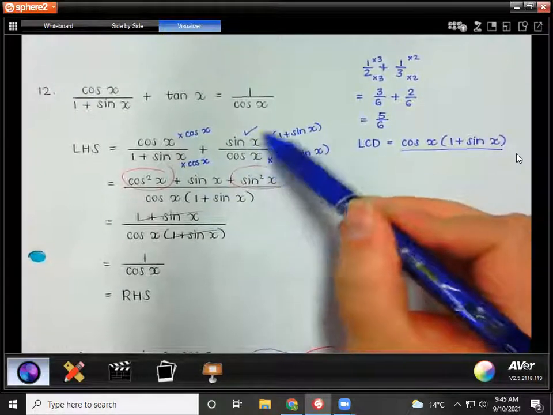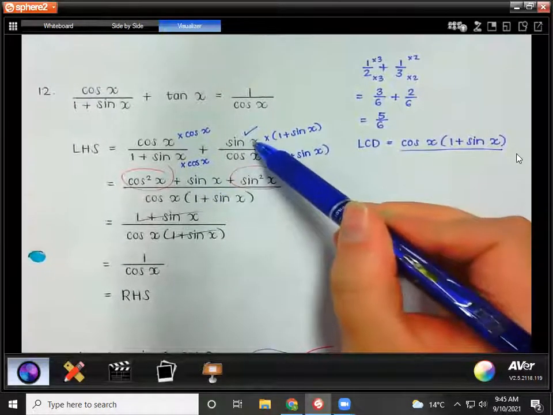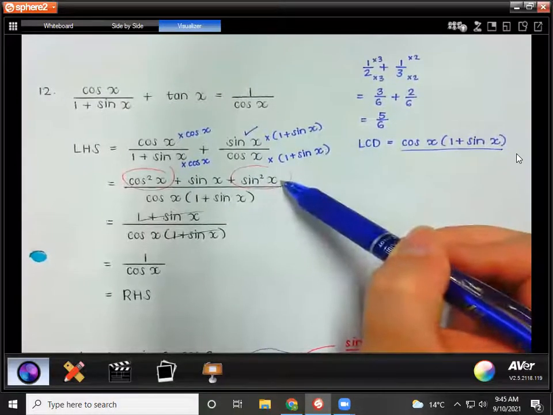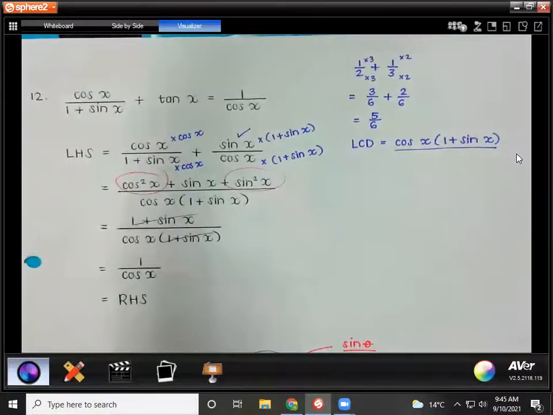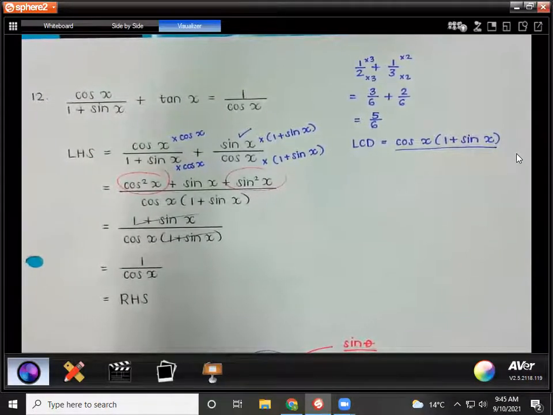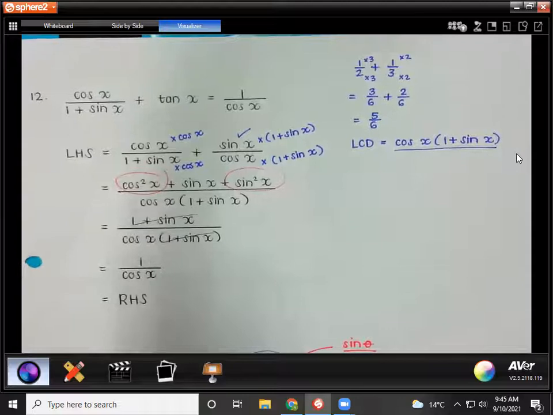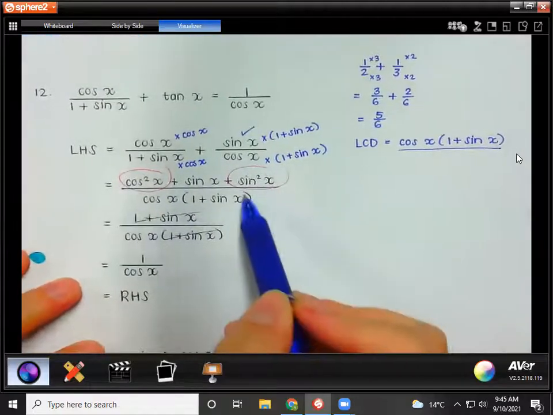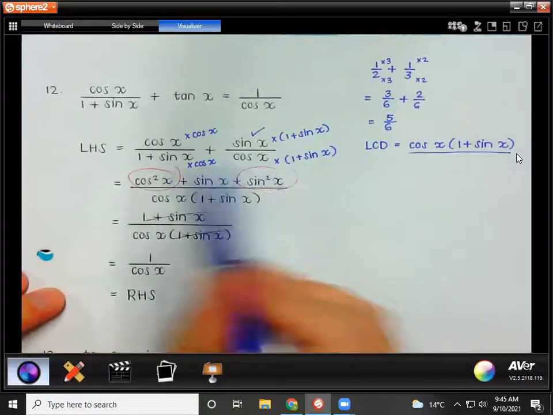All right, so sine x times 1 is sine x. And what is sine x times sine x? Sine squared x. Now, because they're both over the same denominator, I can write it over one denominator. Okay, so that's how I went from two separate fractions to my one fraction. So a lot of work went into actually getting this.